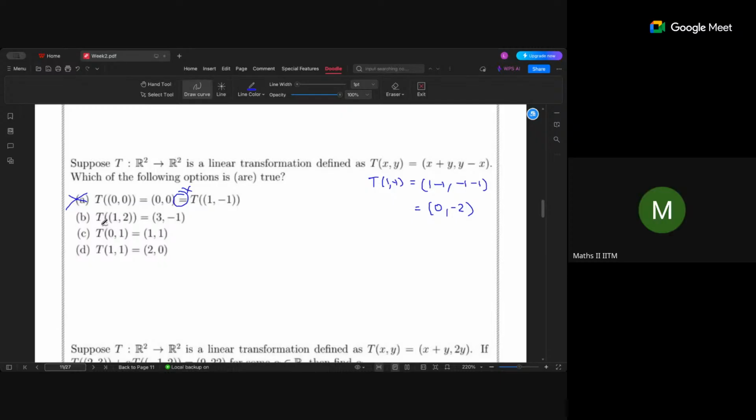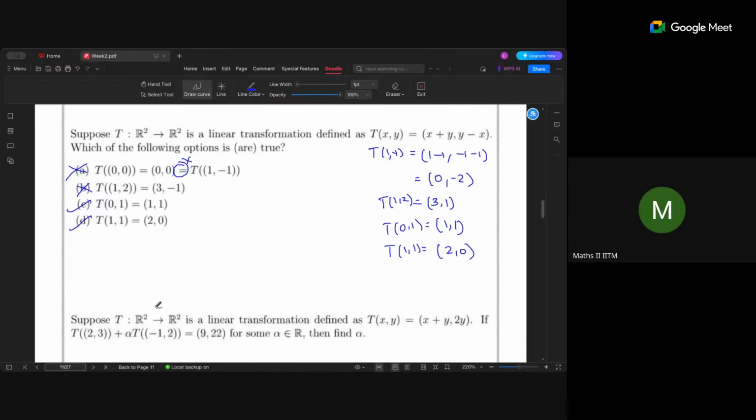Okay. What about T of (1, 2)? T of (1, 2) is (3, 1). But it is given as (3, minus 1). So again it is incorrect. What about T of (0, 1)? (1, 0). Sorry, (1, 1). Yes. So this is correct. What about T of (1, 1)? (2, 0). Right? So this is also correct. Okay. Very straightforward question only.